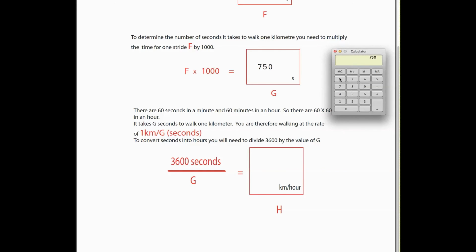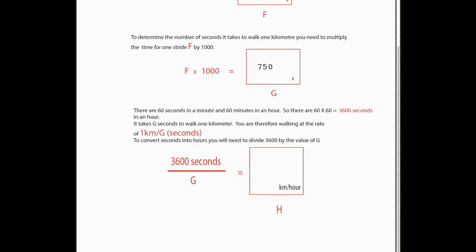Handy dandy calculator again. And we've got 3,600 divided by G, 750, equals 4.8. I walk at 4.8 kilometers per hour. Pretty pedestrian, pretty slow. I'm sure a lot of you can hike a lot faster than that.